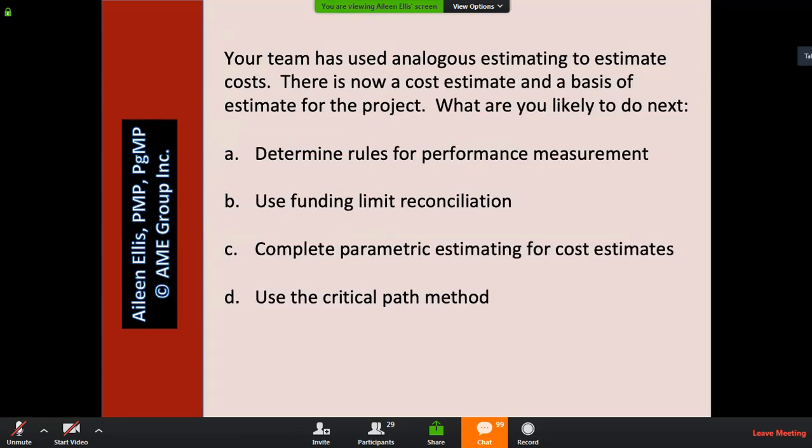Your team has used analogous estimating to estimate costs. There's now a cost estimate and a basis of estimate for the project. What are you likely to do next?